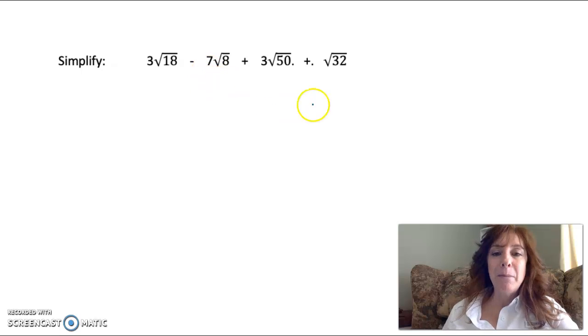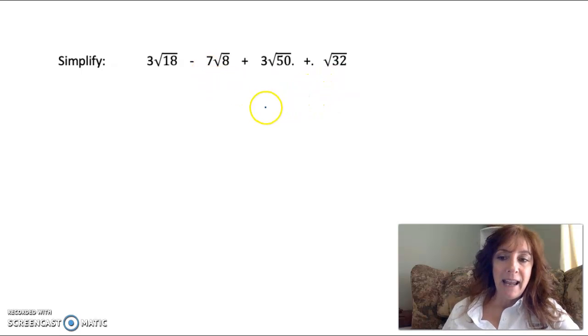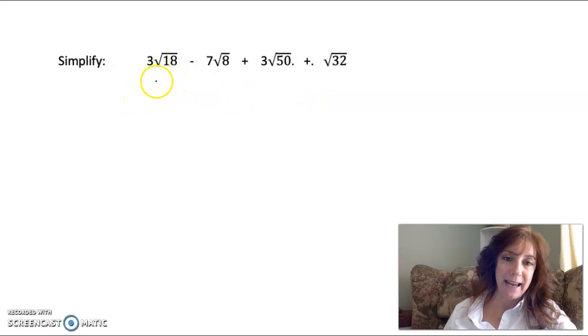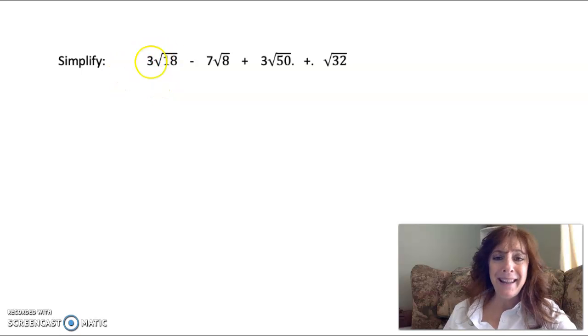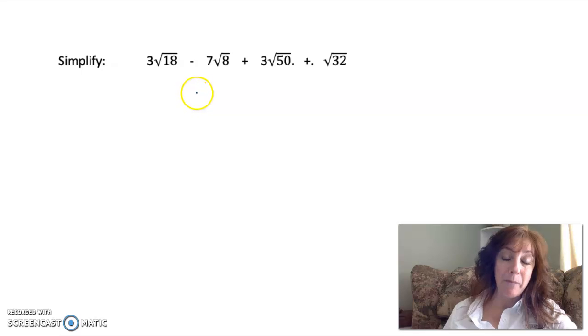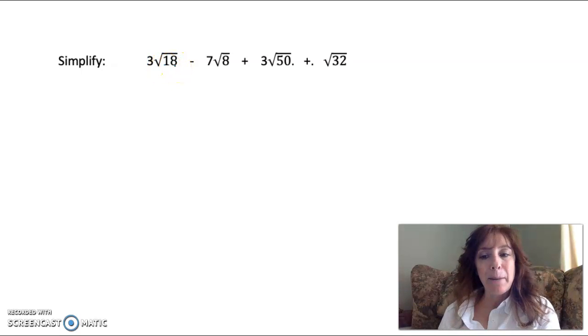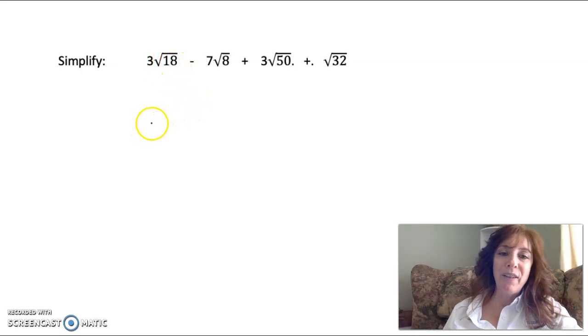Here we are asked to simplify this expression. Now we can consider a square root term a like term with another square root term if the number or base under the radical is the same. But none of these look at all alike. But we can simplify them and then see if they look alike. Take the square root of 18, for example. How do we get the square root of 18?